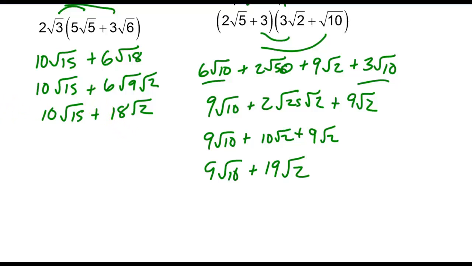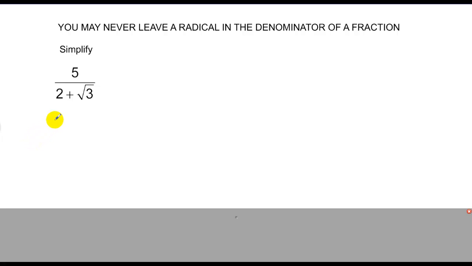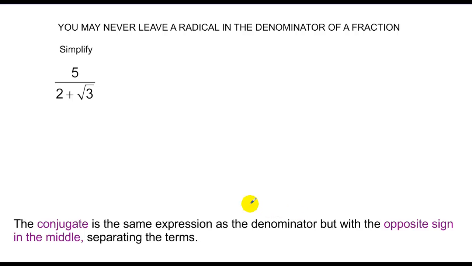Alright, and let's do one more review. So in this case, notice we have a radical on the bottom, and we can't have radicals in the denominator, so what we have to do is rationalize again. And if you remember from freshman year, we rationalize by something called the conjugate. Conjugate is the same expression as the denominator, but with the opposite sign in the middle, separating the two terms. So my conjugate in this case is the same first term, 2 minus root 3, by that definition below.